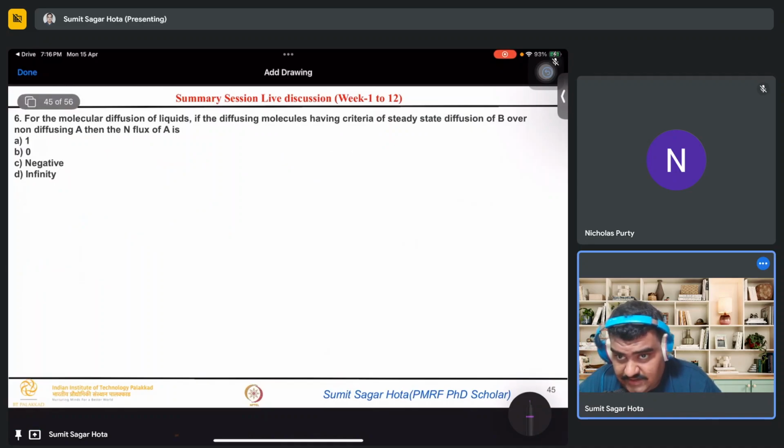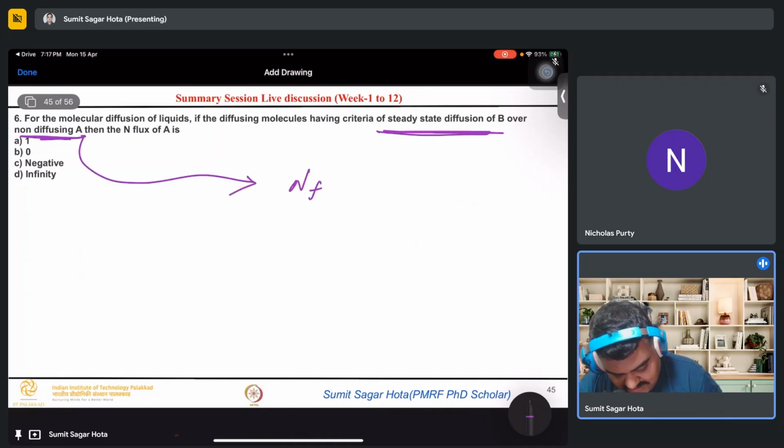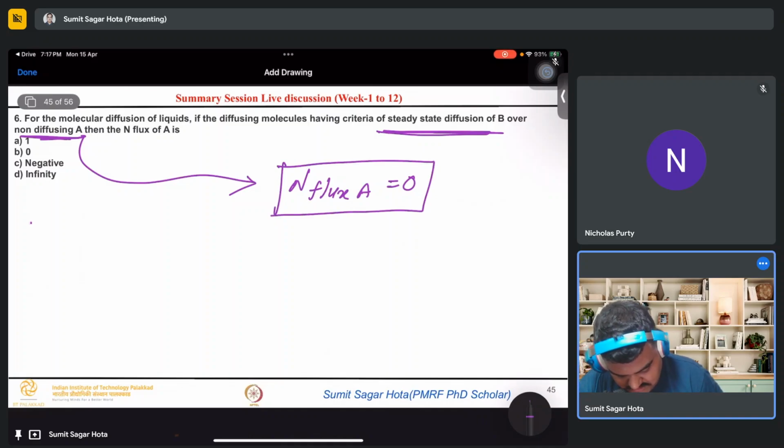For the molecular diffusion of liquids, if the criteria is steady state diffusion of B over non-diffusing A, then what is the flux of A? One very important condition here: steady state diffusion of B over non-diffusing A. That means one is diffusing, one is not diffusing. A is non-diffusing, so the flux of A is 0, because it's non-diffusing.